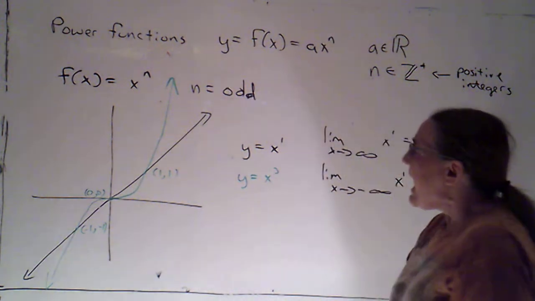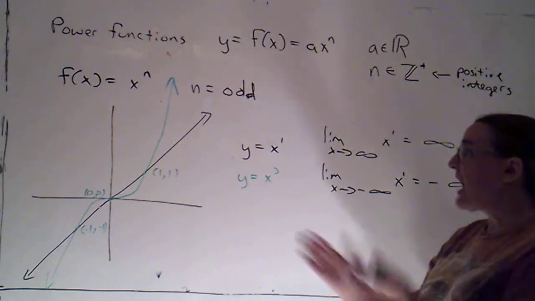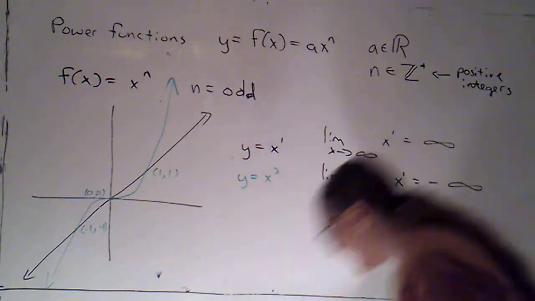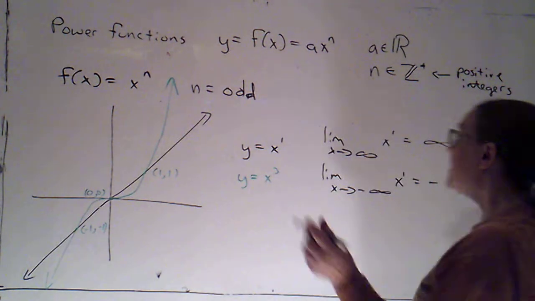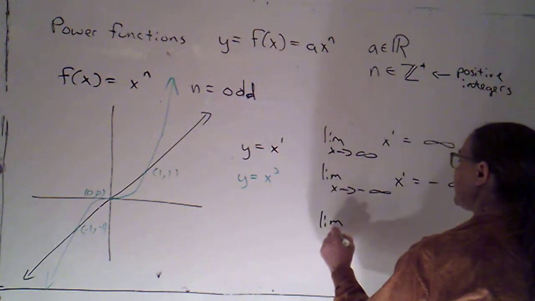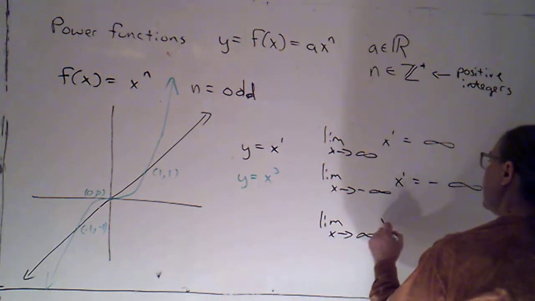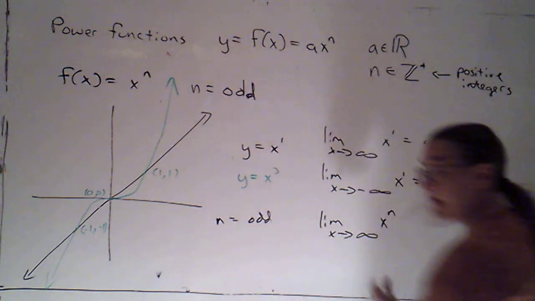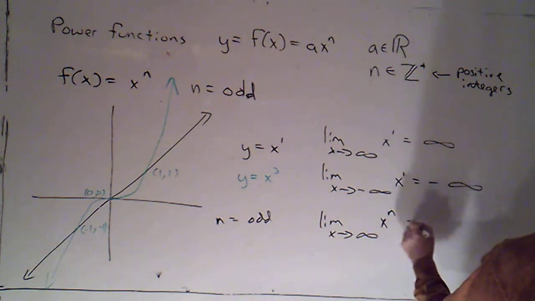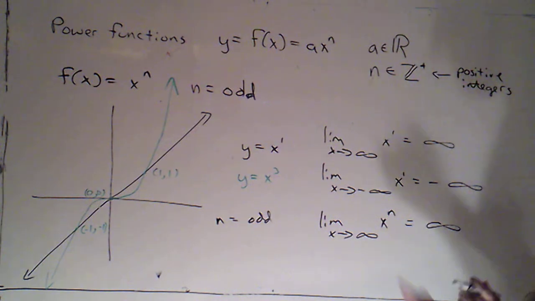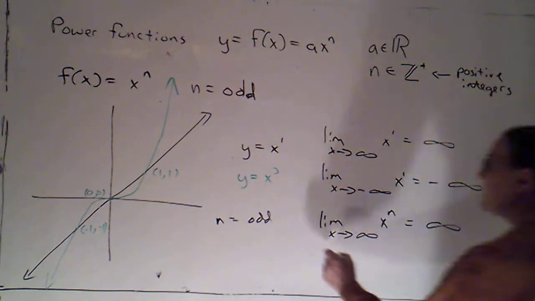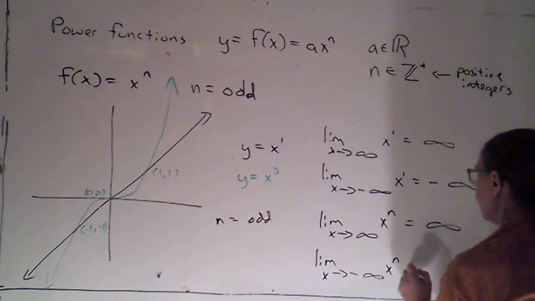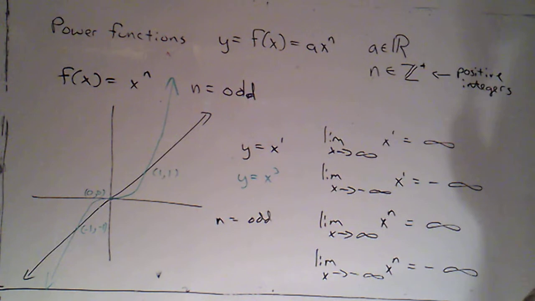Okay. And if I were to look at x to the 5th, I would see a similar pattern. All odd powers behave basically the same. So we can say the limit as x goes to infinity of x to the n, if n is an odd, again, positive integer, this is just going to be infinity. So we go off to the right, we go up. But the limit as x goes to -infinity of x to the n is -infinity.